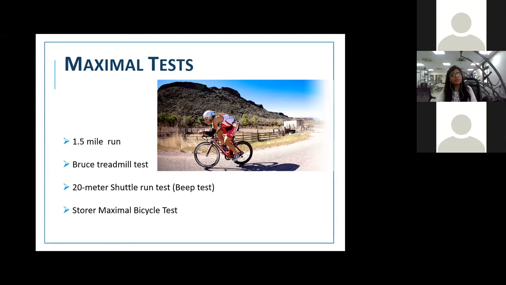Then there is the 20-meter shuttle run test. The beep test is a very standard test amongst athletes. It is very well known also. Again, based on which stage and lap you finish, there are predicted VO2 max values. Then the Storer maximal bicycle test. For all these, there are formulas. So any one of you, if you want to know, please reach out to me. I can share the details of these tests and predicted formulas along with the reliability values.